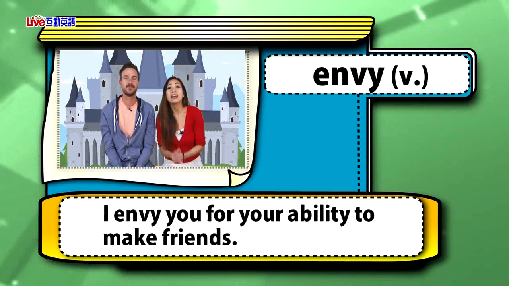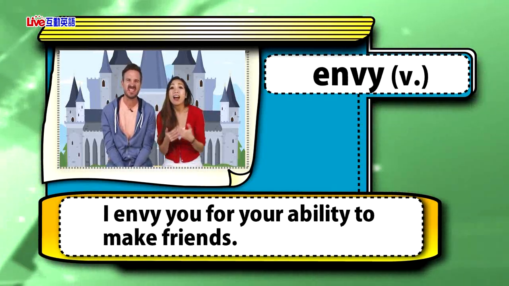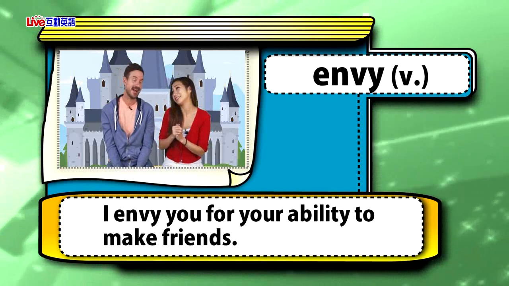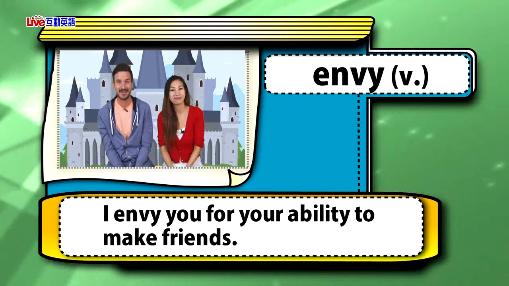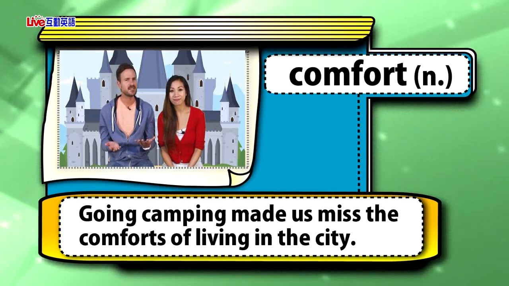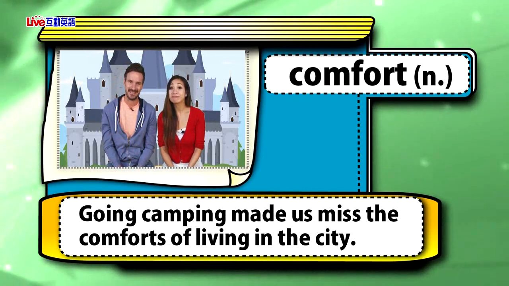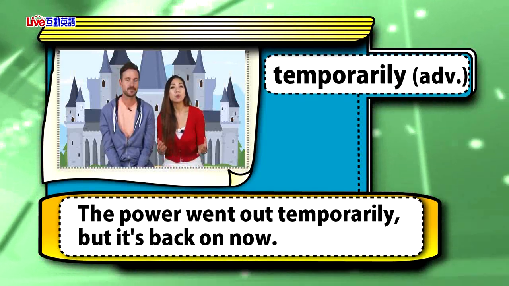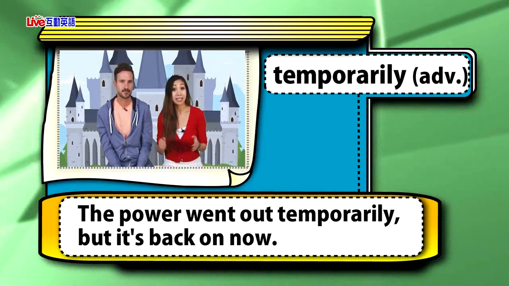Wow. Envy. Envy. I envy you for your ability to make friends. I do have a lot of friends. Comfort. Comfort. Going camping made us miss the comforts of living in the city. Temporarily. Temporarily. The power went out temporarily, but it's back on now. It is on. Yeah, it is. Nice and bright. Nice to see you again. Nice to see you. It was so dark, I couldn't see you before.